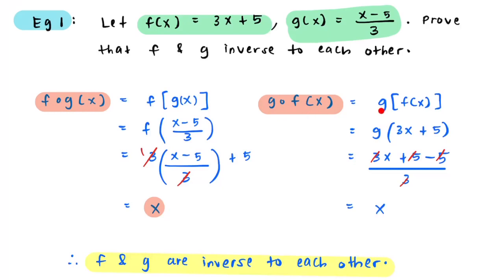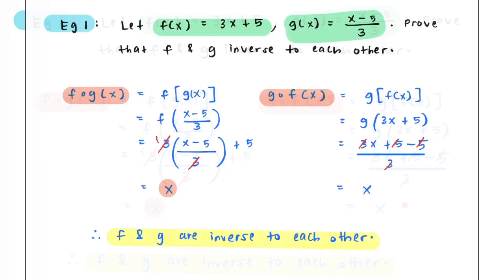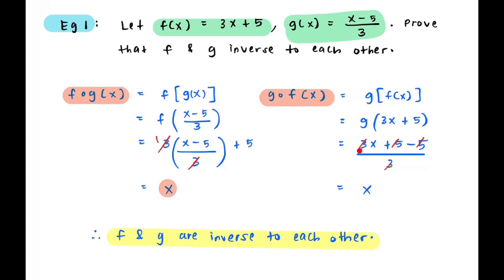Now let's see the other way around, g compose f(x). So you just write g and then put f(x) in bracket. Let's substitute this first, which is 3x plus 5. So now let us compose g(3x plus 5). So it is (3x plus 5 minus 5) over 3. So 5 minus 5 is 0, and then 3 and 3 can also be cancelled out. So again, you get the answer x. Therefore, we can conclude f and g are inverses to each other, since f compose g is equal to g compose f, which is equal to x.